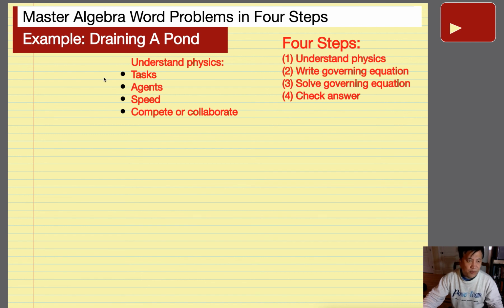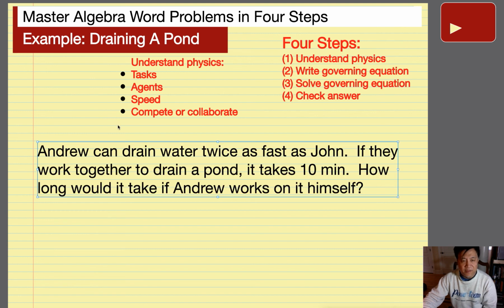Okay, so let's look at one example problem here. It's for a task of draining the pond. Andrew can drain water twice as fast as John. If they work together to drain a pond, it takes 10 minutes. How long would it take if Andrew works on it all by himself? I'll give you some time to look at the problem, and then we'll look at the answers.